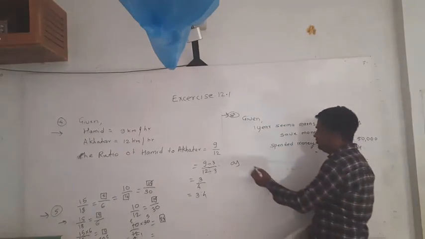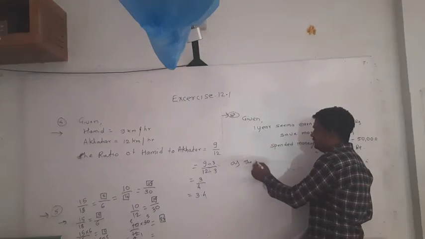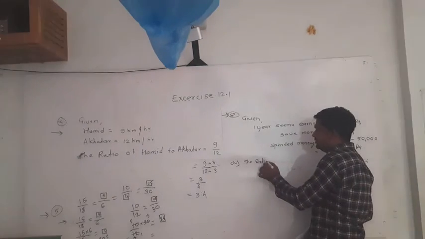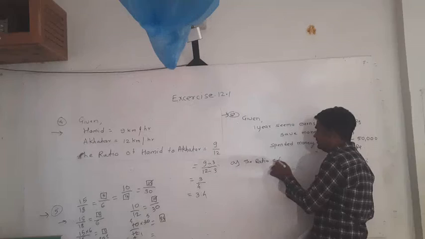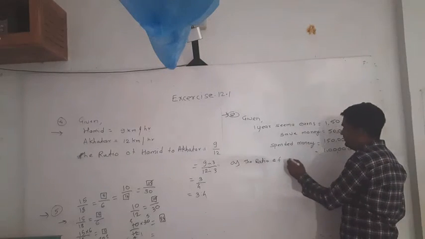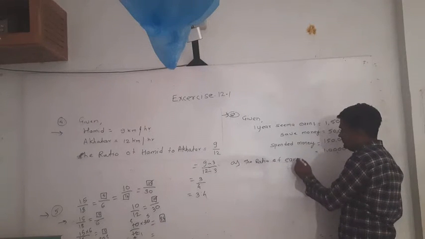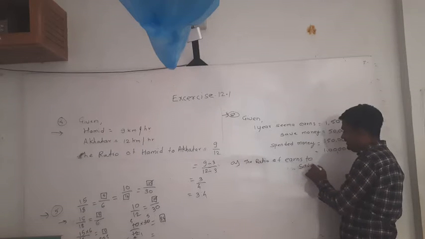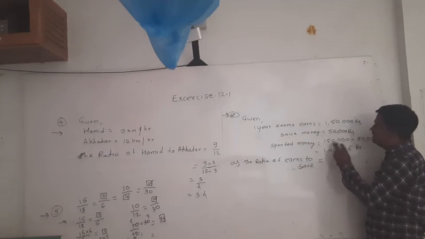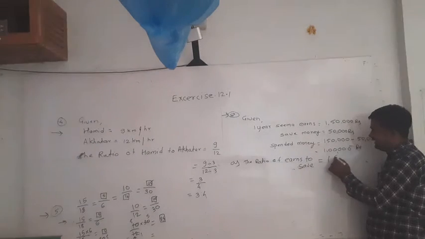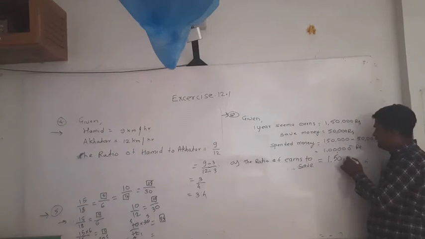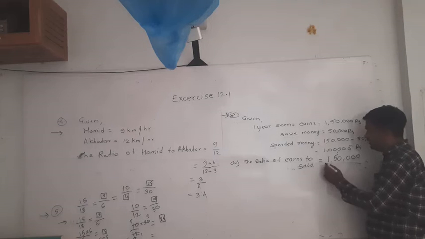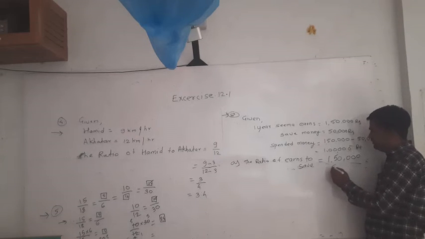So find the ratio. The ratio of earns to save. I will write it shortly. How much rupees do you earn? 1,50,000. And how much rupees did she save? 50,000.